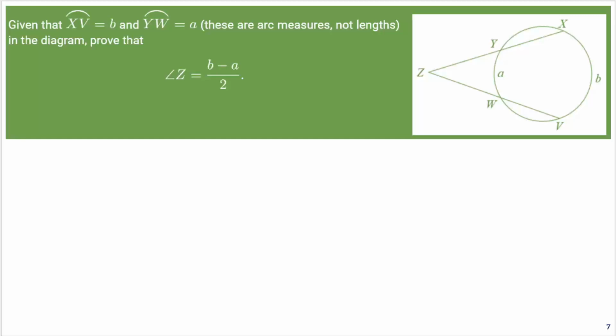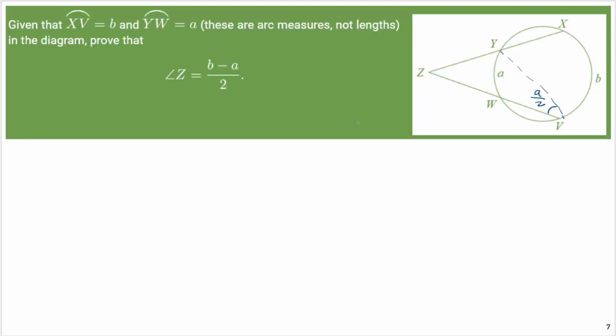Again, be careful, these are arc measures, not lengths, so they are degree measurements. In the diagram, we can prove that angle Z equals (B minus A) over 2, right? So the method should be the same. We can connect these two points, Y and V here, and first of all, we can calculate this angle here, which is A over 2, right?